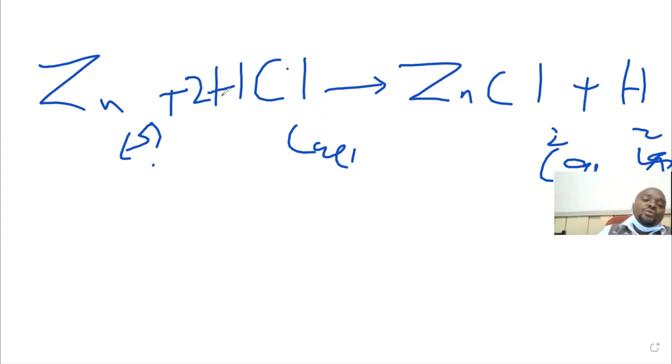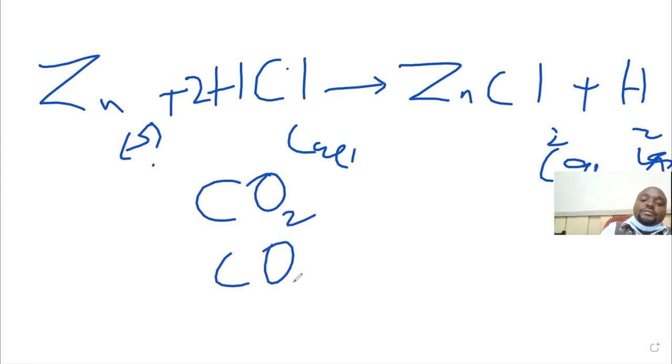Then in Form 2, you prepared carbon 4 oxide and carbon 2 oxide. In Form 3, you prepared ammonia gas.